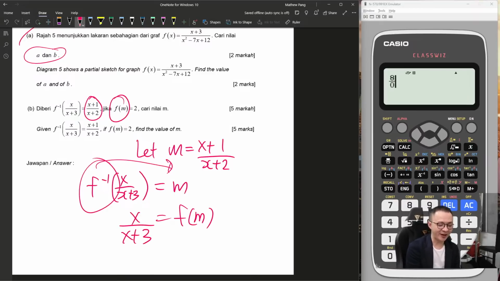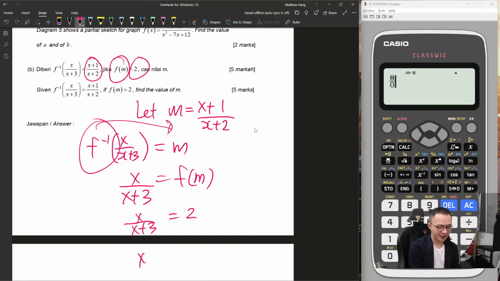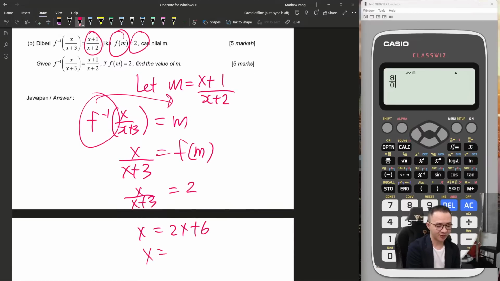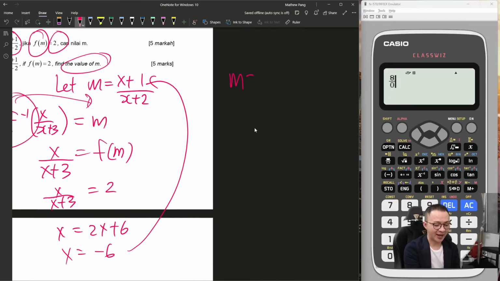And what is my f(m)? My f(m) is 2, isn't it? So x over x plus 3 equals 2. Then x equals 2x plus 6, then x equals negative 6. When I get this, the objective is to find m, right? So I sub my x back into here to find m. My m is (negative 6 plus 1) over (negative 6 plus 2), which is negative 5 over negative 4, which is 5 over 4.